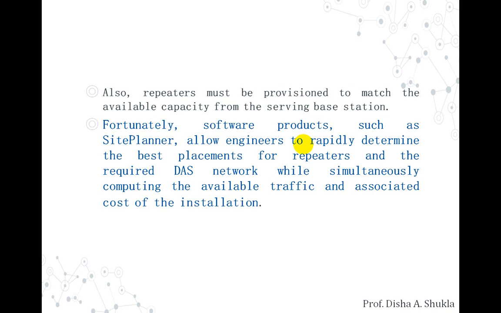So the solution for this is using the repeaters, but again it is necessary to decide where to place them. Site Planner is a software that can help engineers to determine the best places for placing these repeaters, and it also simultaneously computes the available traffic and associated cost of the installation. So this is all about the repeaters that are used for improving the coverage and capacity in the cellular system.